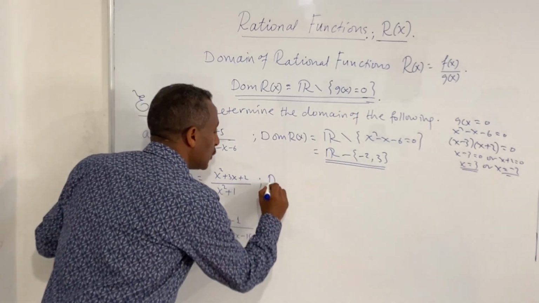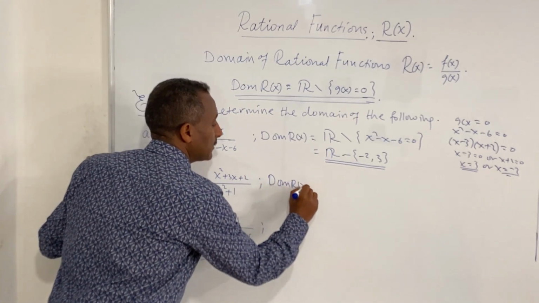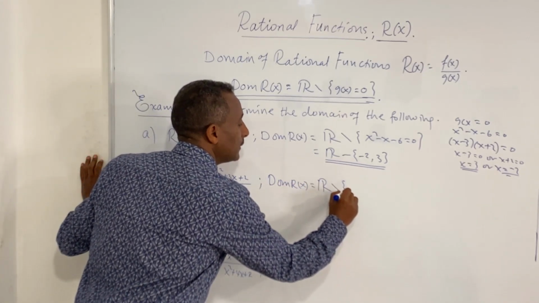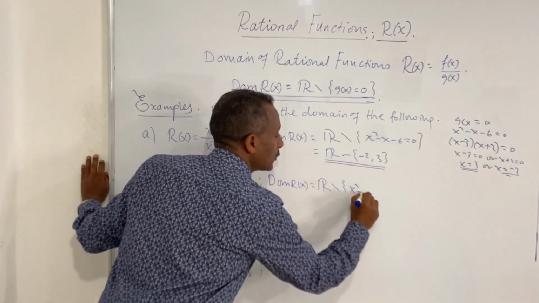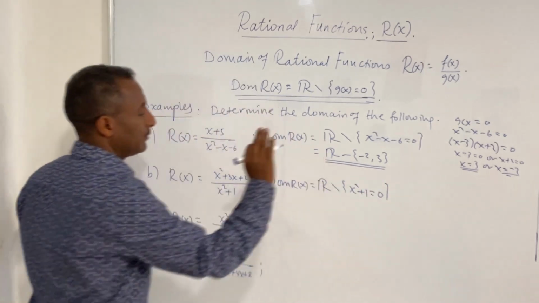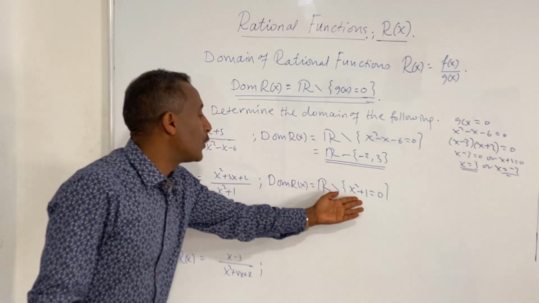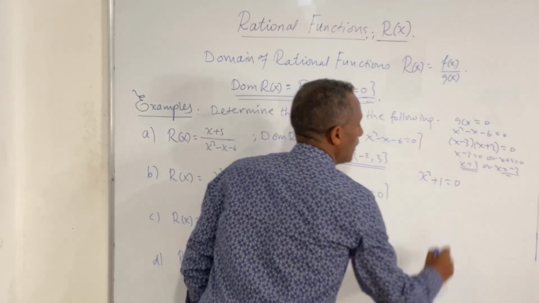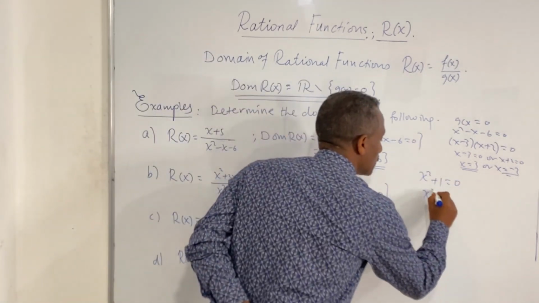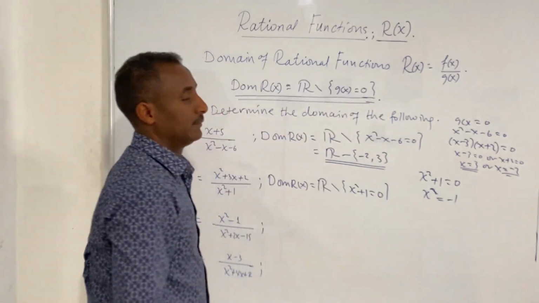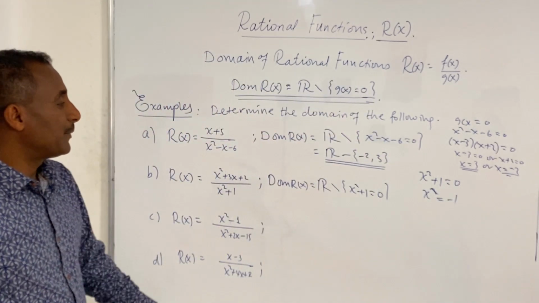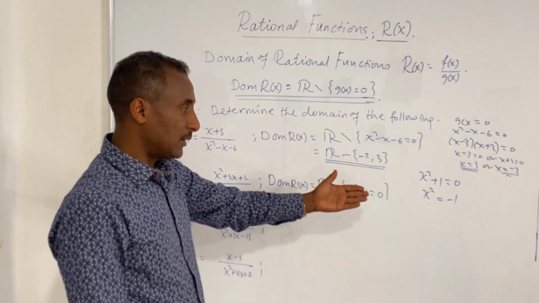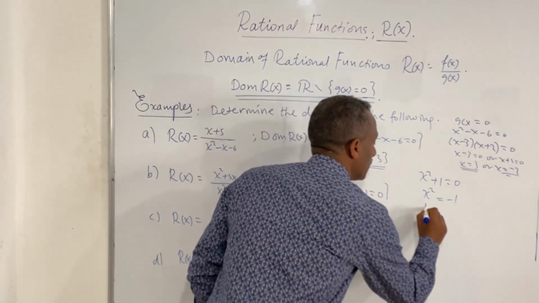Now what is our domain? The domain of R of x will be all real numbers without the numbers that make x squared plus 1 equal to 0. Which number makes this 0? Let's take x squared plus 1 equal to 0. Then x squared is equal to negative 1. Is there a number that when you square it gives us negative 1? There is no such number. So, no real number.